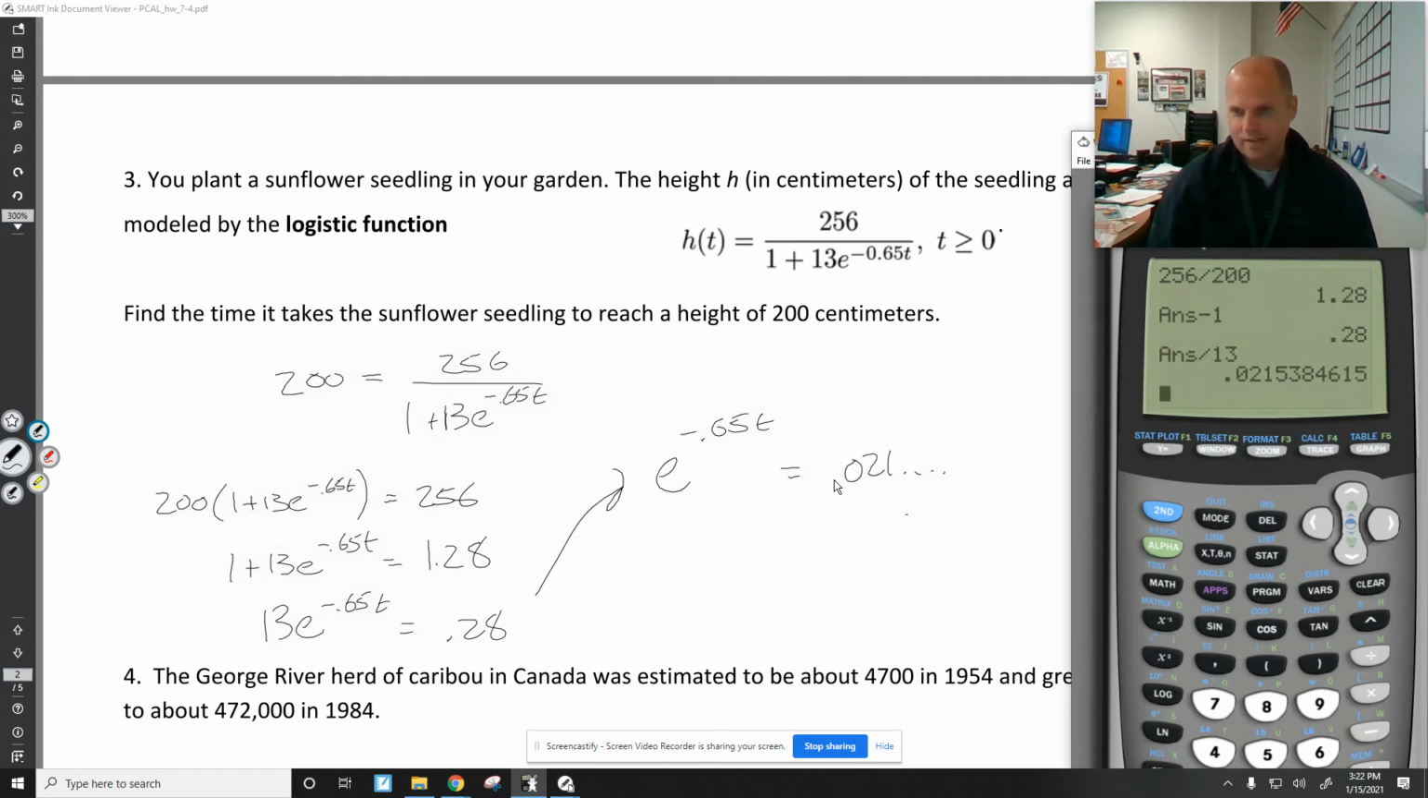I'm going to put dot, dot, dot after that, knowing that it's not just that. Don't round, don't truncate until we get our final answer. All right, I'm ready to solve for t by getting rid of the e. You get rid of the e to the power by taking the natural log, the log base e, of both sides. You get negative 0.65t equals the natural log of that number.